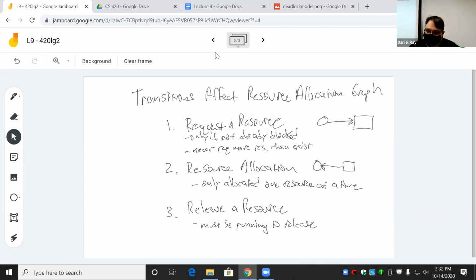And the foil to this one is that I cannot release more resources than I was allocated. And I'm going to stop using the word allocated. I like the word acquire.